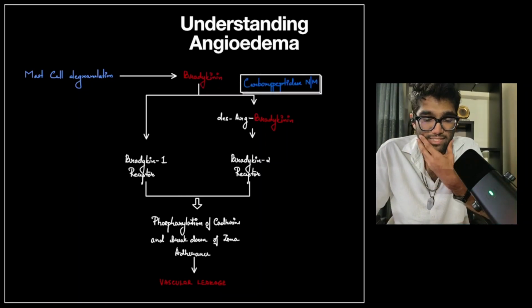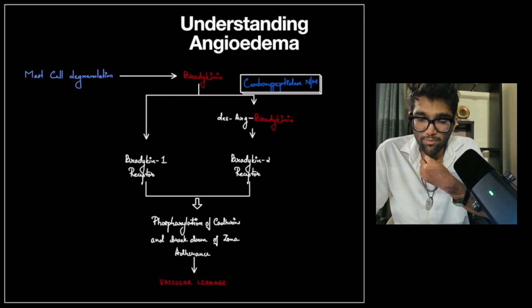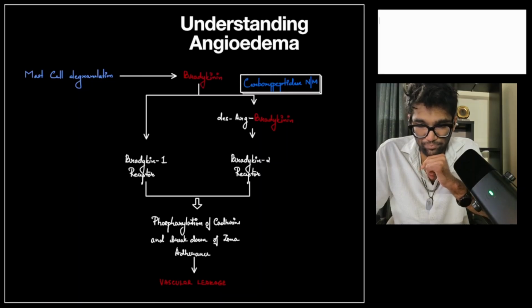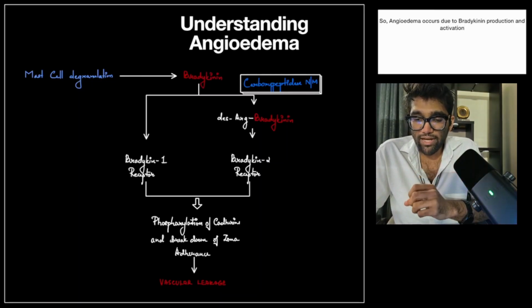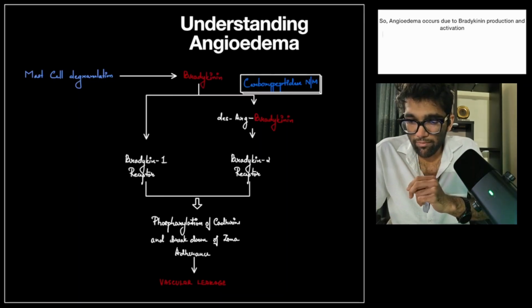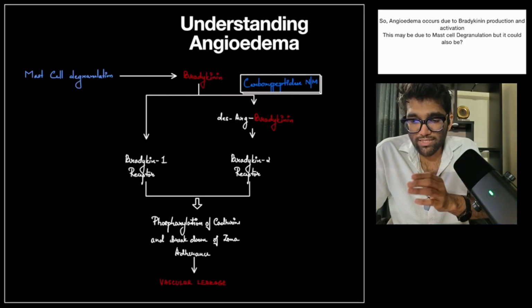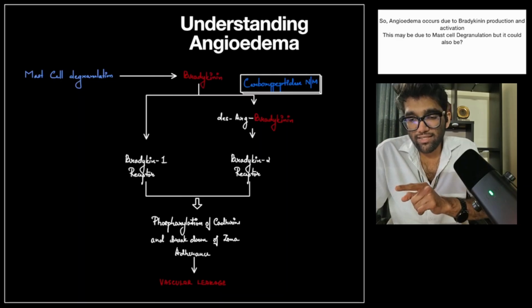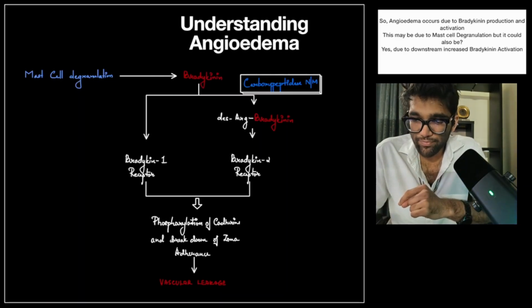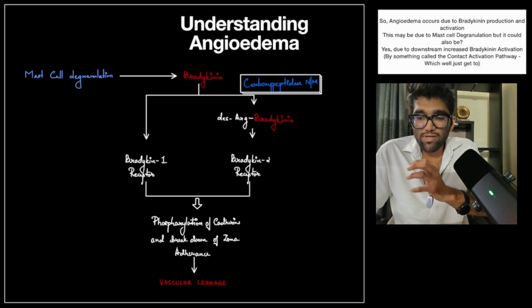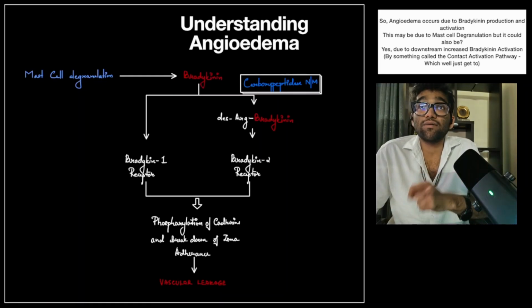And this arginine bradykinin is catabolized by an enzyme called carboxypeptidase. There are two of them, N and M. Now, angioedema essentially occurs due to bradykinin production and subsequent activation. This may be due to mast cell degranulation, but it could also be due to increased downstream activation. This downstream activation is caused by a pathway called the contact activation pathway, and we'll get to the details of that subsequently.